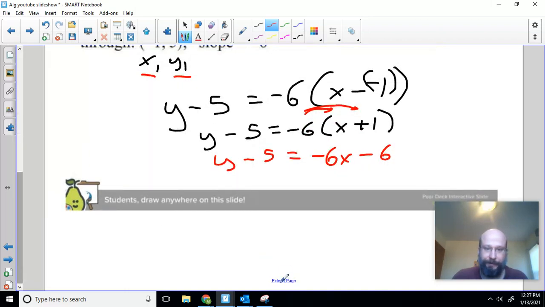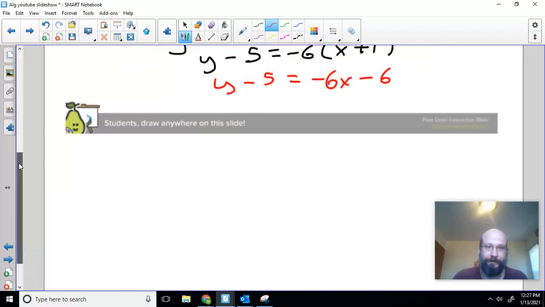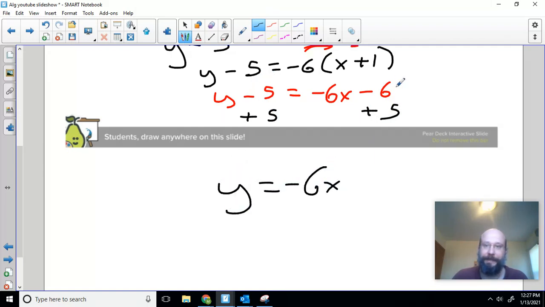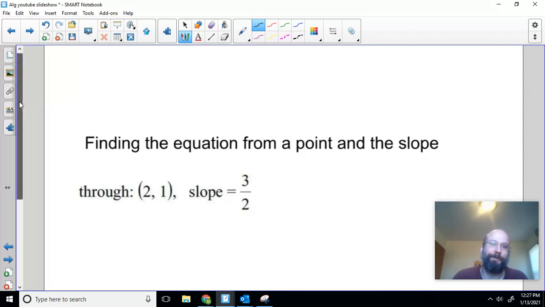I'm going to jump below this. So once you've distributed, you're going to move this -5 over by adding 5. We need y equals, so that's going to be y equals -6x, and -6 plus 5 is -1. I think I did that right. Let's try it again with this one.